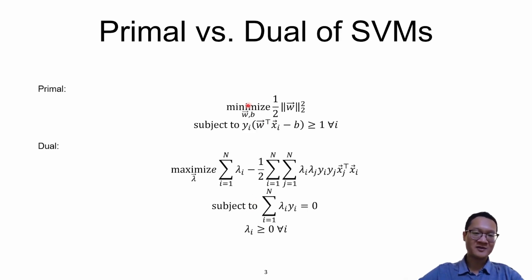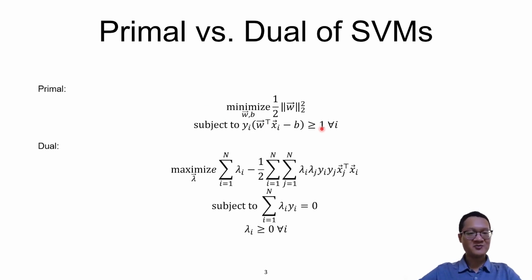So the primal problem was, for now, more straightforward to interpret. We want to minimize over W and b, which represent the decision boundary. And this objective was equivalent to maximizing the margin. We're subject to y_i times W transpose x_i minus b greater than or equal to 1 for all data points. This just means that each data point must lie on either side of the decision boundary. So this was the primal problem.